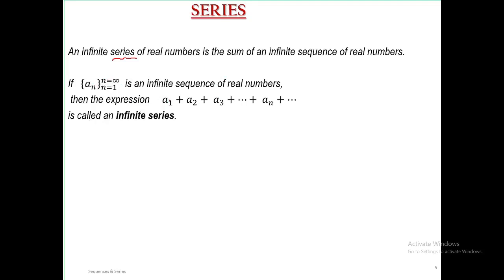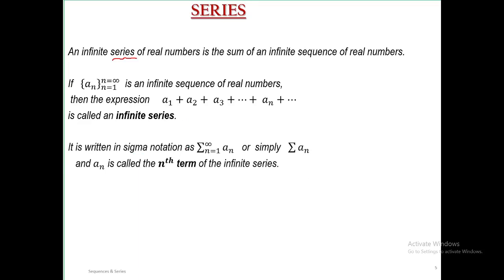Then the expression a1 plus a2 plus a3 and so on, plus an, and so on. You take the terms of this sequence: first term is a1, second term is a2, third term is a3. In a sequence the terms are separated with commas. But what about a series? It will be added like this: first term plus second term plus third term and so on. So this is called an infinite series. Series means addition, the sum of the terms. Sequence means only individual terms separated with commas.